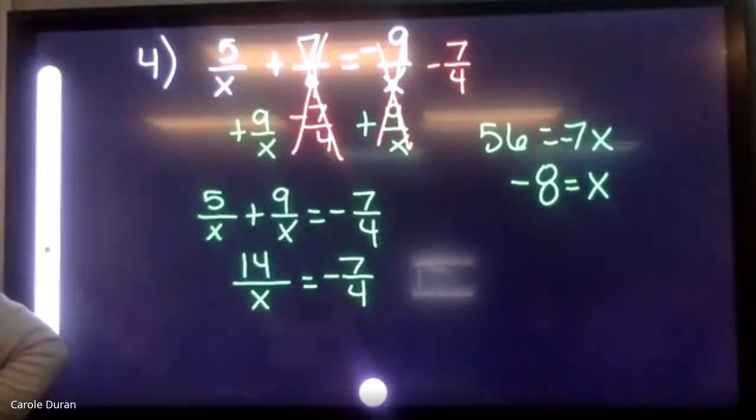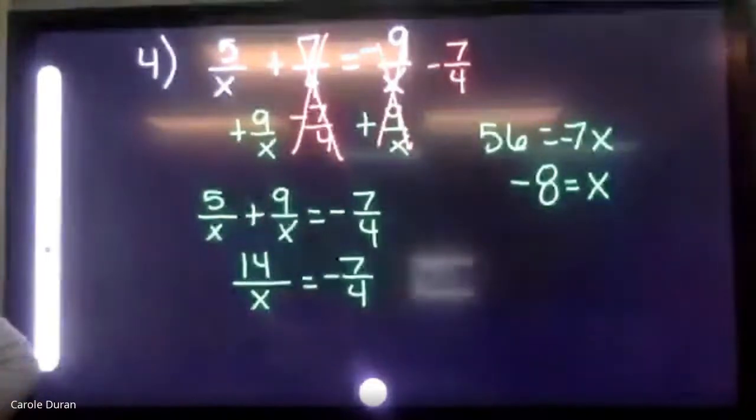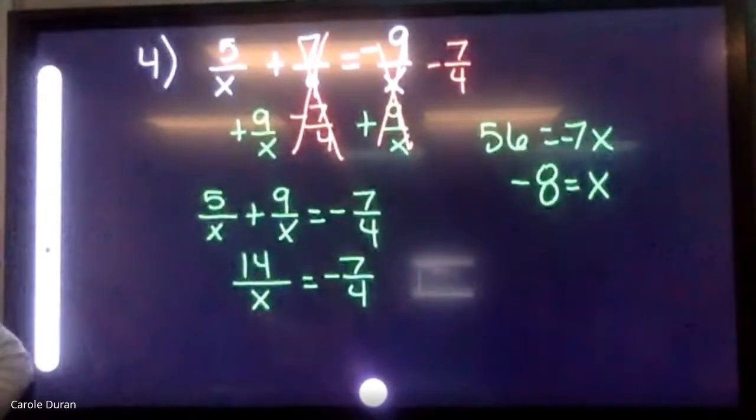So I multiply the 14 and the 4 together. That gives me 56. 56 equals negative 7x. Divide each side by negative 7, and we get negative 8 equals x. Any questions, concerns, or issues with that? Anybody super confused? Do we like this lesson so far? Awesome. Okay, let's do another one.